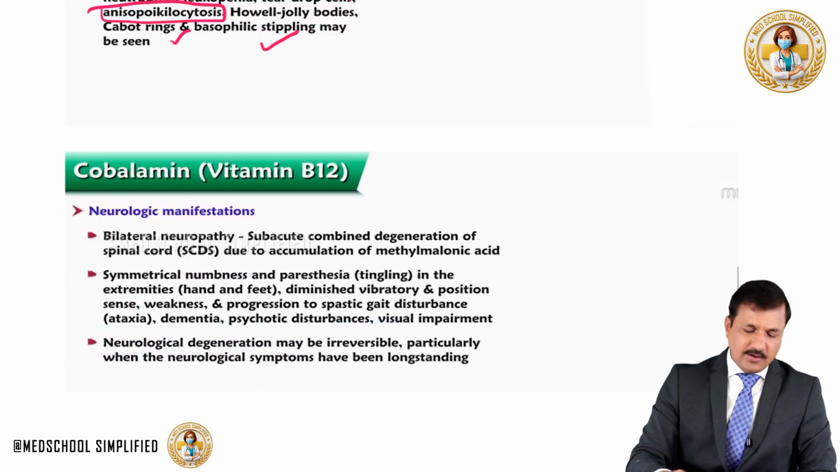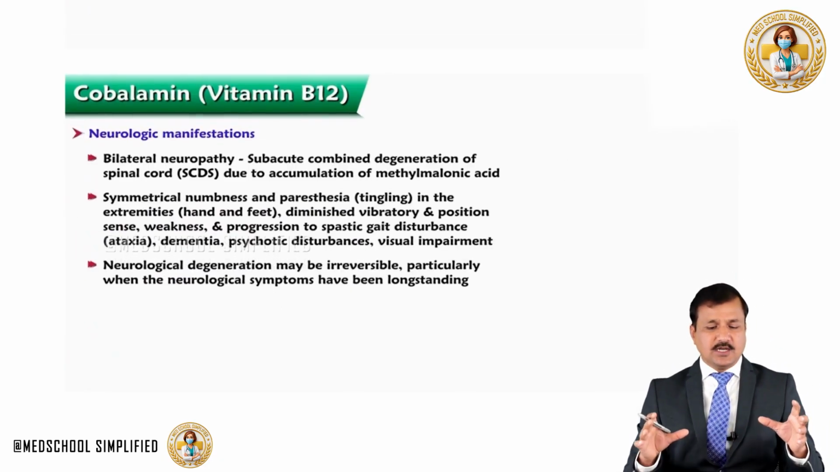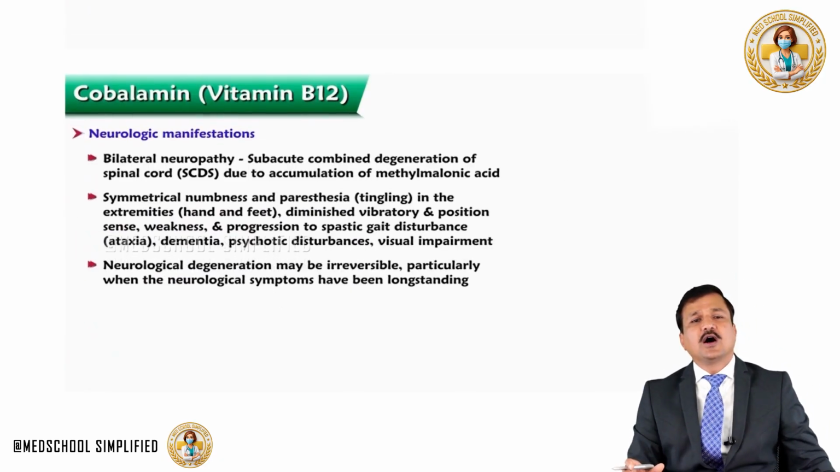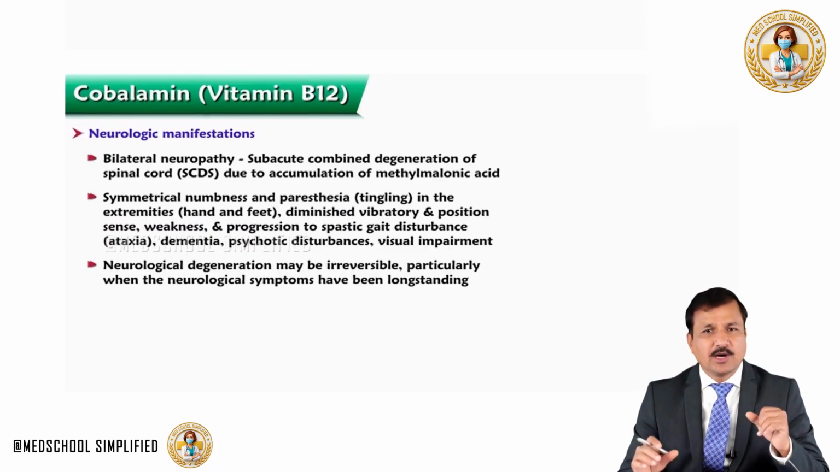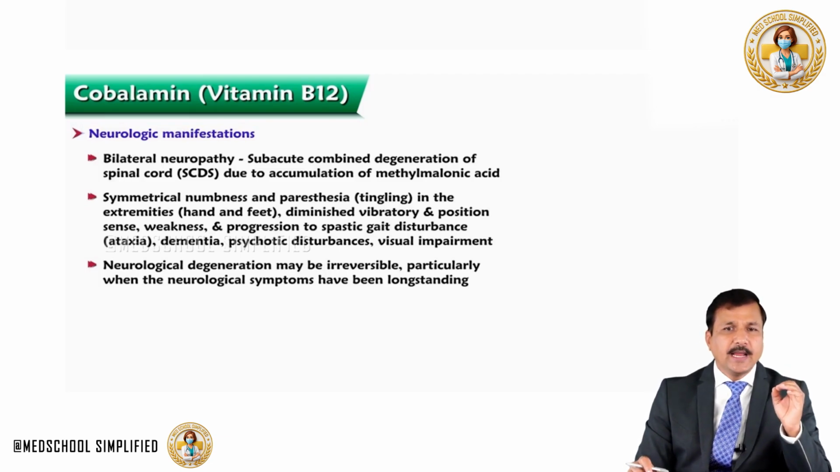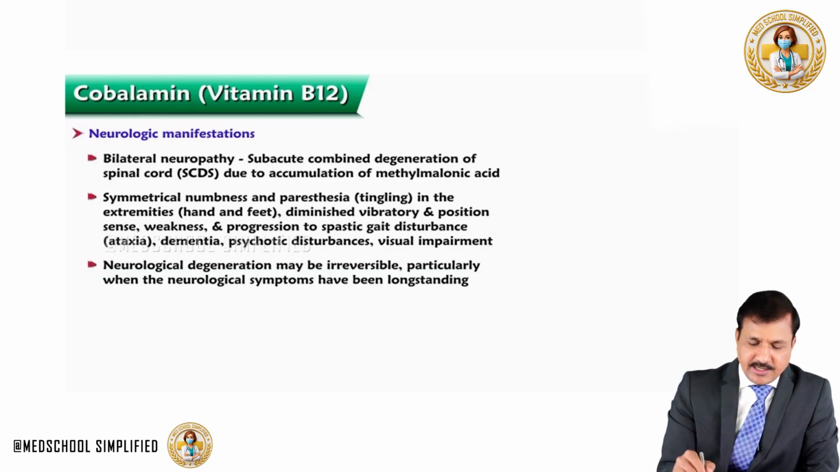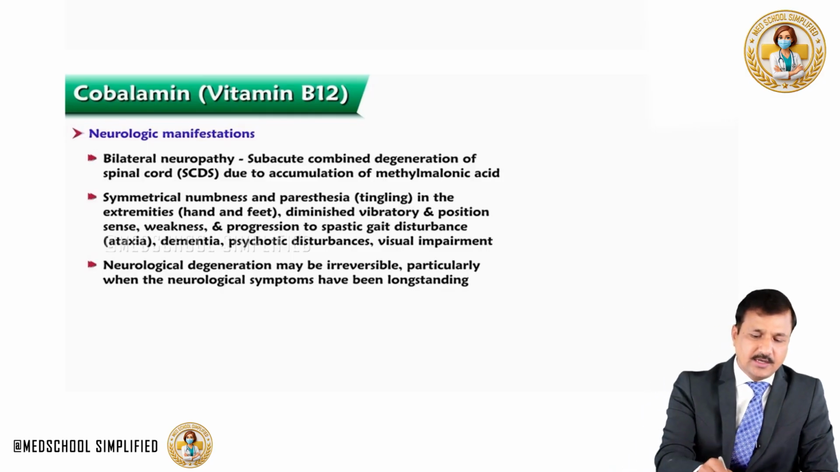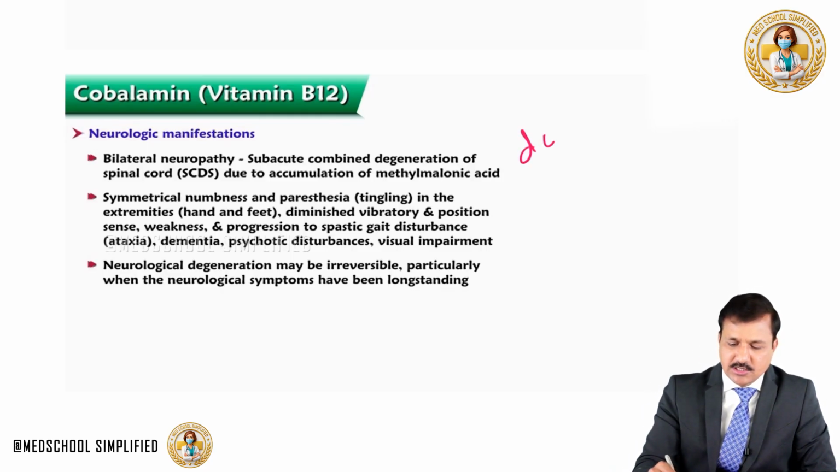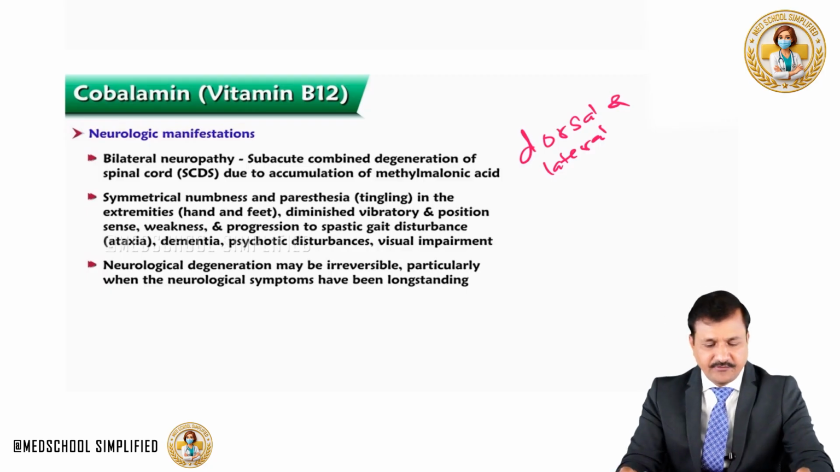So now let's see what are the neurological manifestations of cobalamin deficiency. Patients with cobalamin deficiency will show bilateral neuropathy, and this is because of degeneration of the spinal cord, especially the dorsal and lateral columns of the spinal cord are degenerated. It is the dorsal and lateral column of the spinal cord affected here.